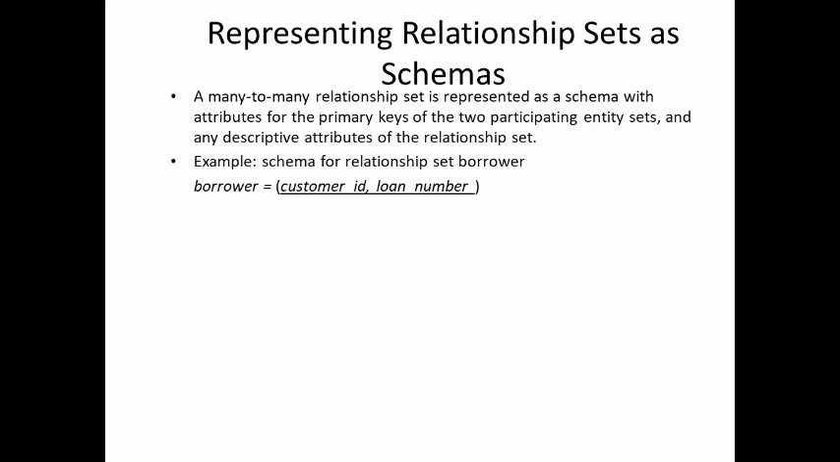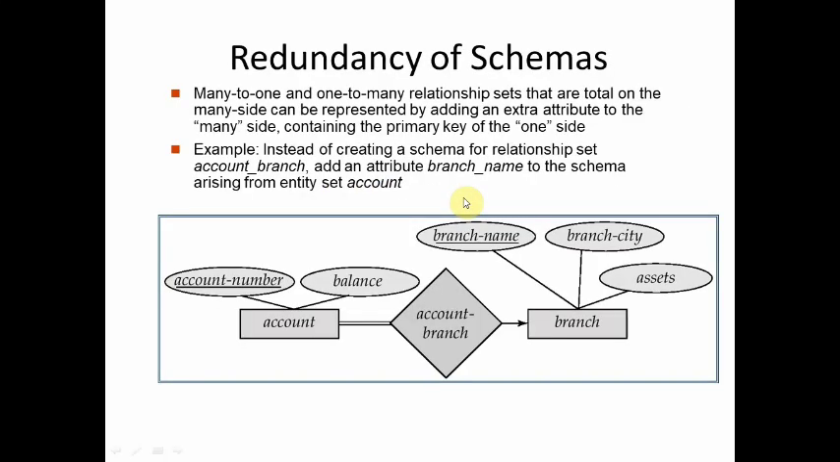Now, a many-to-many relationship set is represented as a schema with attributes for the primary key of the 2 participating entities and any descriptive attributes of the relationship set. Remember, the relationship set is the one that dissolves the many-to-many relationship, because we are trying as much as we can not to have what? A many-to-many representation. So our entity set, which could be borrower, now can have its own attributes, and you can present that as its own table.